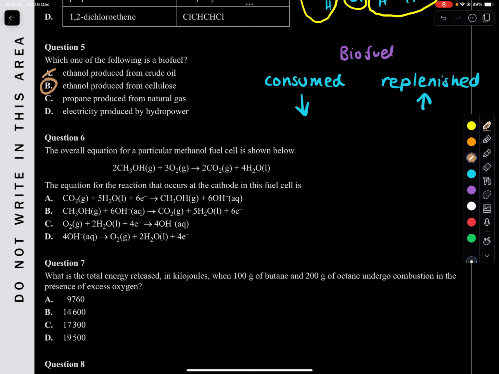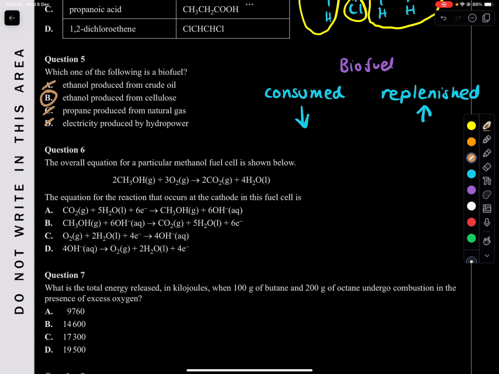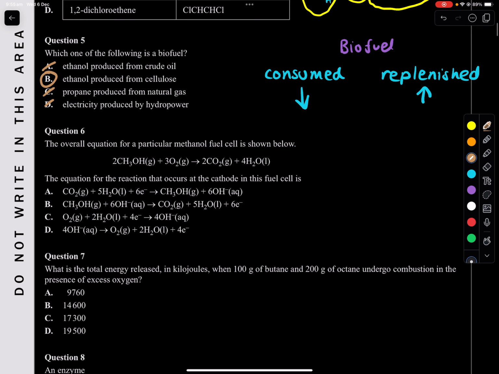Propane produced from natural gas. Natural gas is also a fossil fuel. Be careful with that one. Electricity produced from hydropower. Hydropower, no, absolutely not. Hydropower is also pretty much a fossil fuel. And yeah, that's pretty much it.